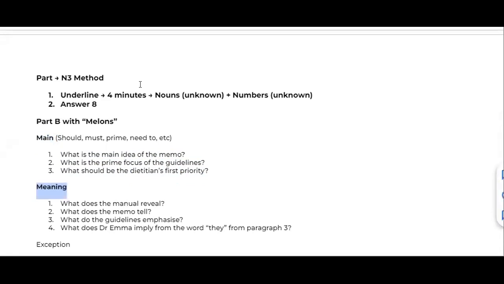The second one is the meaning type. Meaning type means: what does the manual reveal? What does the memo tell? And what do the guidelines emphasize? What does Dr. Emma imply from the word 'they' from paragraph 3? This is part C model. So remember, the second type of questions are meaning type. What does it mean? What does it reveal? What does it tell? What does it emphasize? So simply understand that.